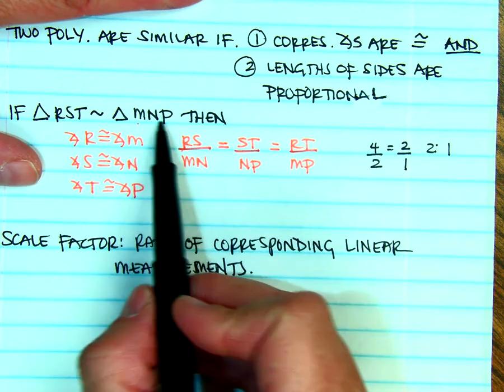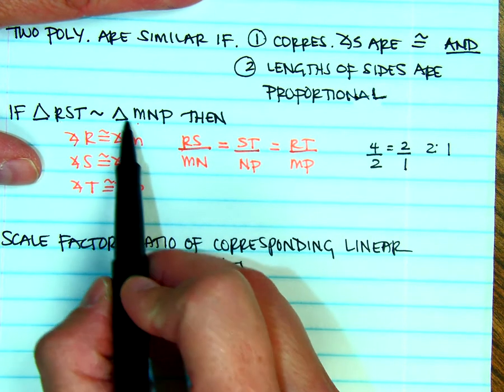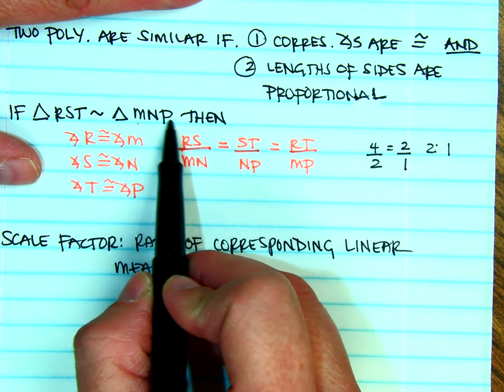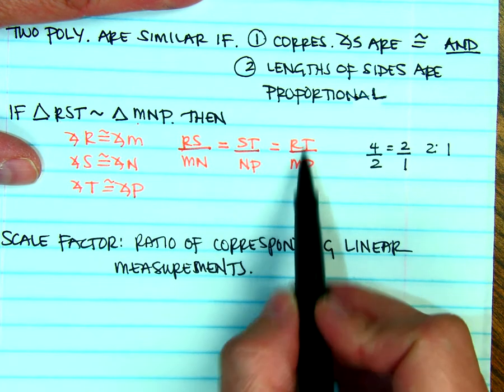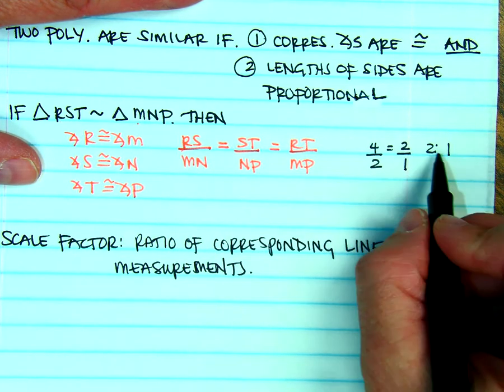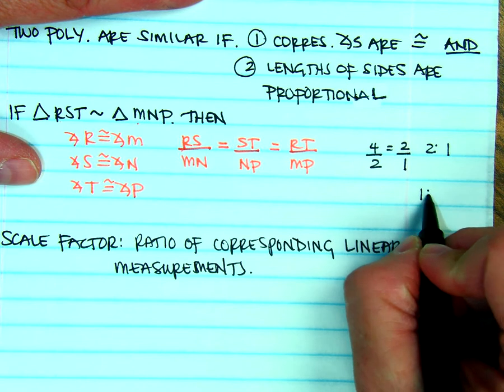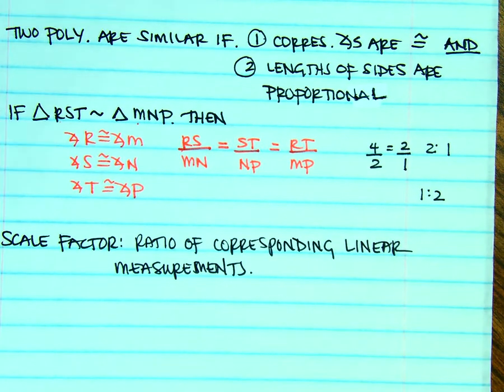If we were comparing the scale factor of triangle MNP to triangle RST, that means all of these ratios would be upside down. So instead of 2 to 1, it would be 1 to 2. We'll talk a little bit more about that in a little bit.